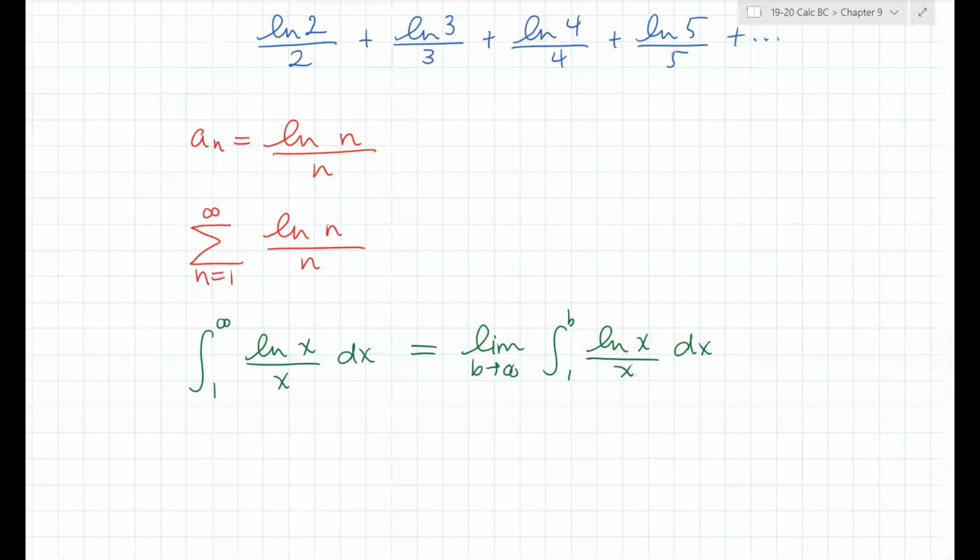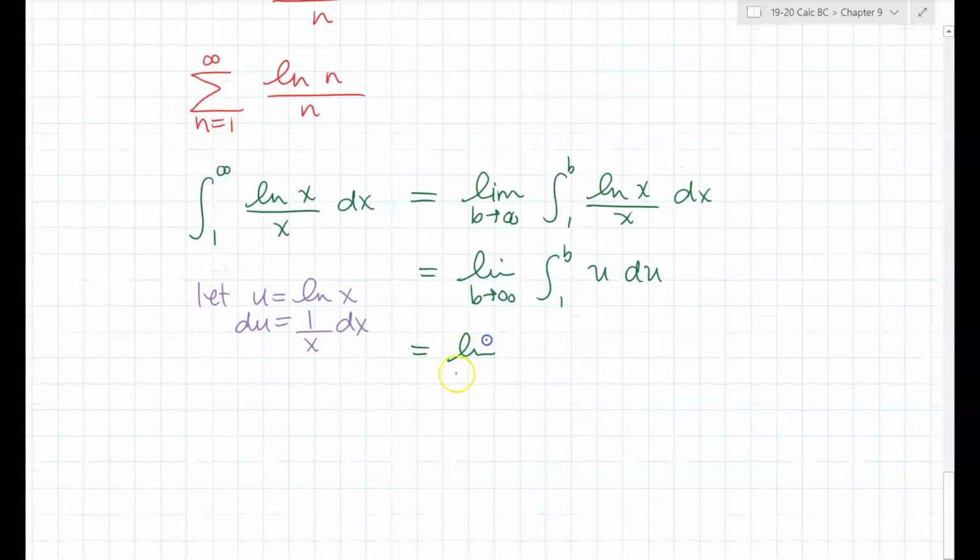Now I'm going to use a u substitution. So let u equal ln of x. So du is 1 over x dx. And that fits perfectly because 1 over x dx is right here. And of course the ln of x is up on top. So this becomes the limit as b approaches infinity of the integral from 1 to b of u du.